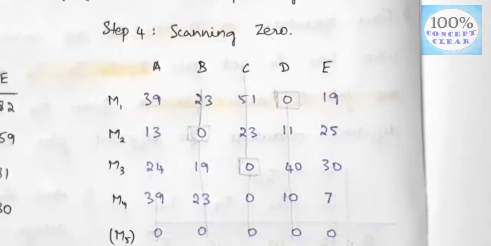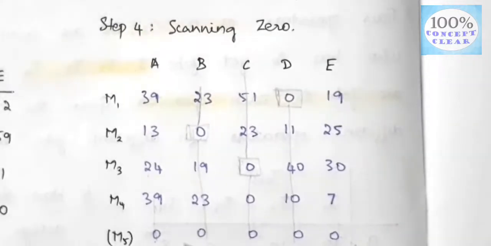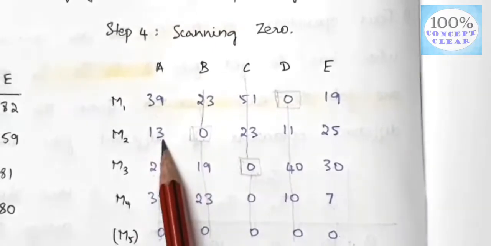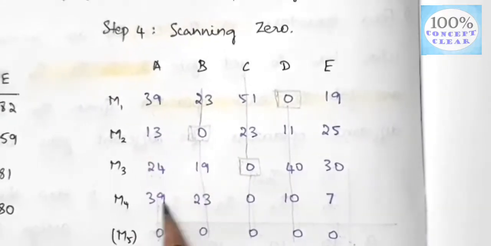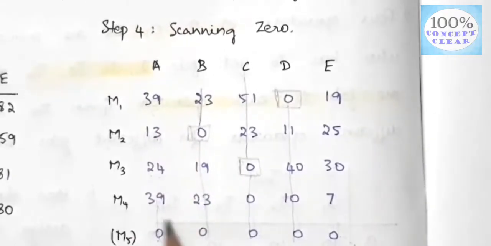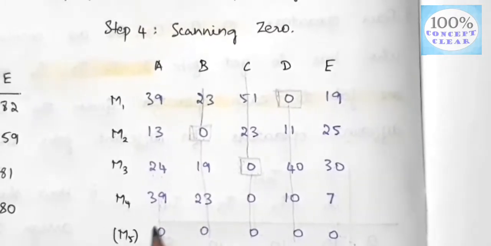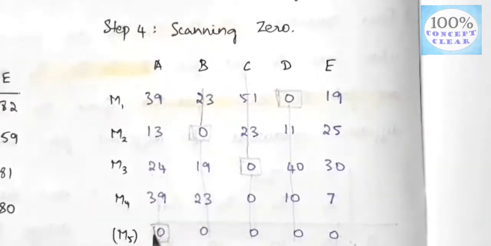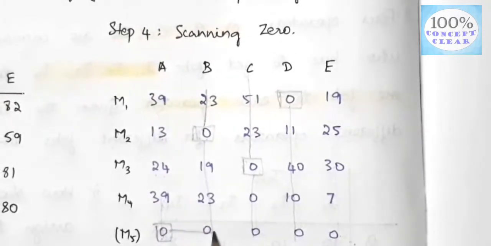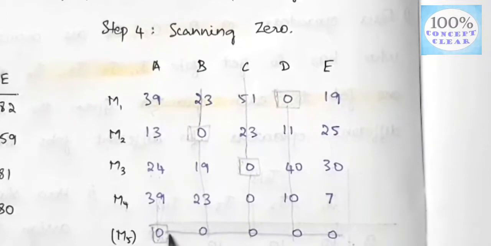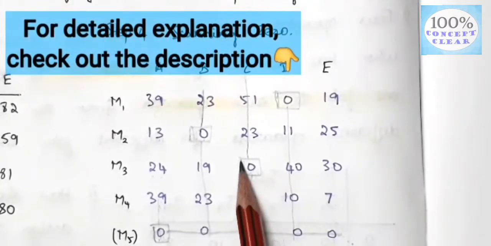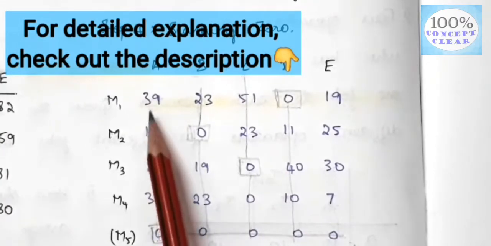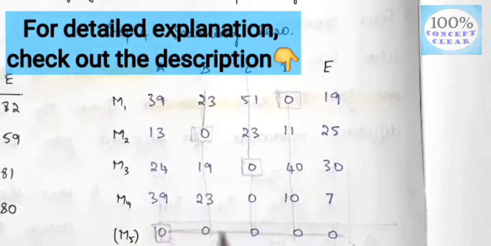Now we completed the rows. Now check the columns. See the first column: 39, 13, 24, 39, 0. So in column wise we have 1 zero, so we can mark that 0. Now we marked this column wise, so we cancel it row wise. Here we marked this row wise, so we cancel it column wise. Here we marked this column wise, so we cancelled it row wise.